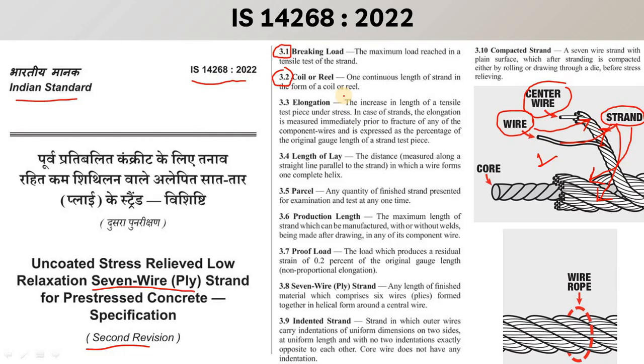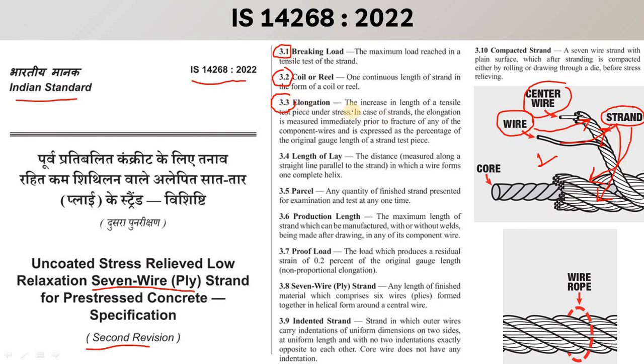So it's basically a reel, or a longer length of the strand wire that is bundled in the form of a coil, and it is used for a continuous length. Third, we have the elongation.